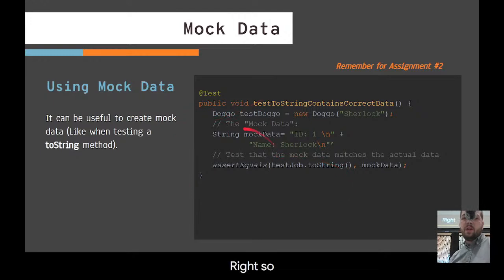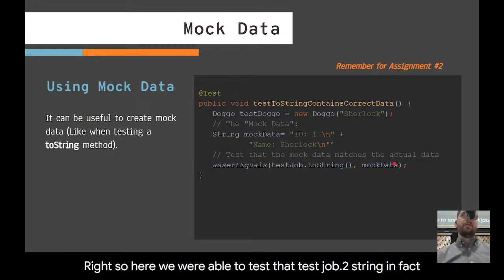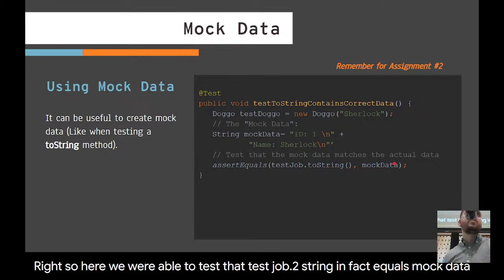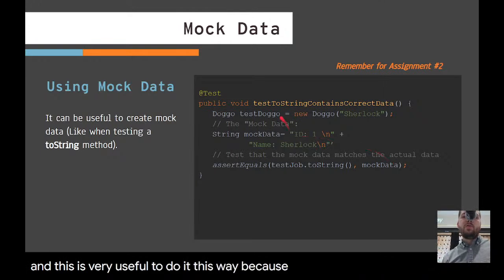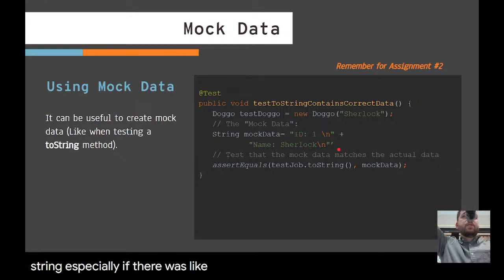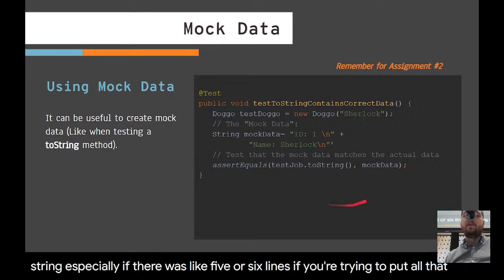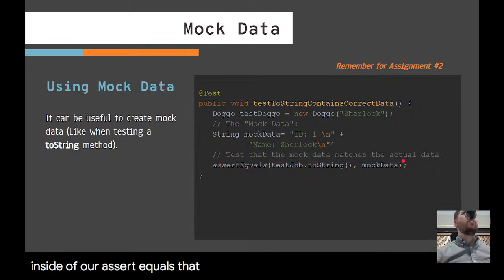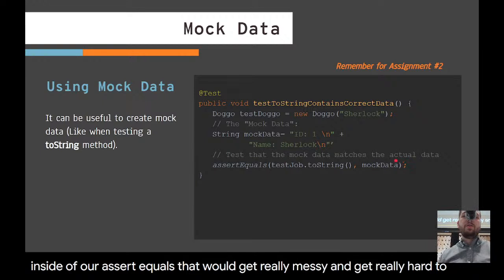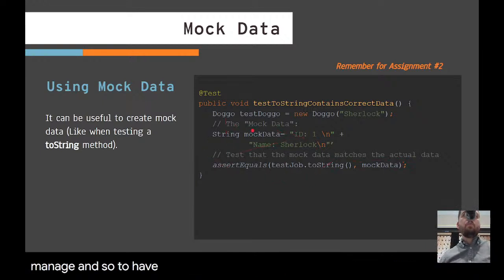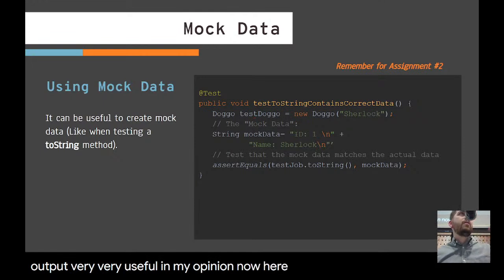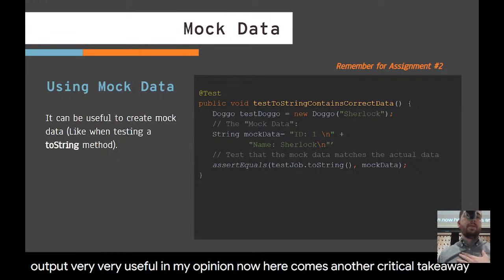Right. So here we're able to test that testjob.toString in fact equals mock data. And this is very useful to do it this way, because if you were to try to put this giant string, especially if there was like 5 or 6 lines, inside of our assert equals, that would get really messy and really hard to manage. And so to have just a mock data variable that you're comparing to an output is very, very useful in my opinion. Now, here comes another critical takeaway, in my opinion.